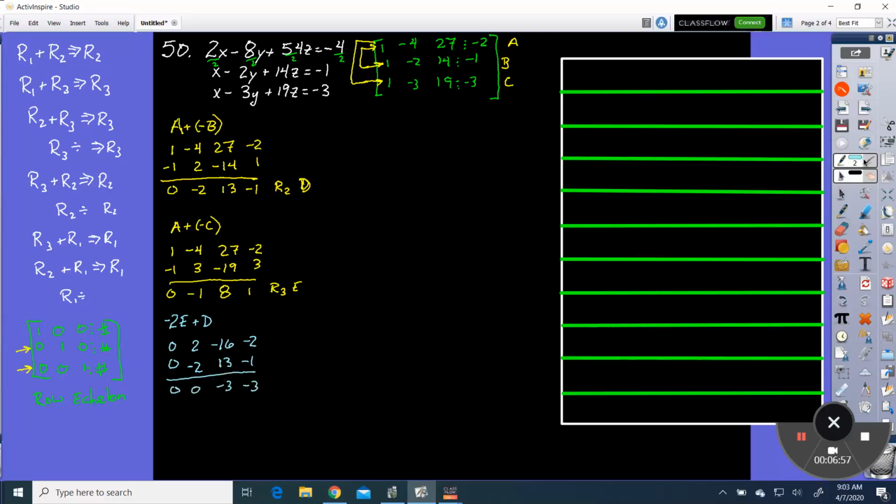Well, those are all divisible by negative 3, so I divide these all by negative 3. And I get 0, 0, 1, 1. This is my new row 3. We're going to call this F.